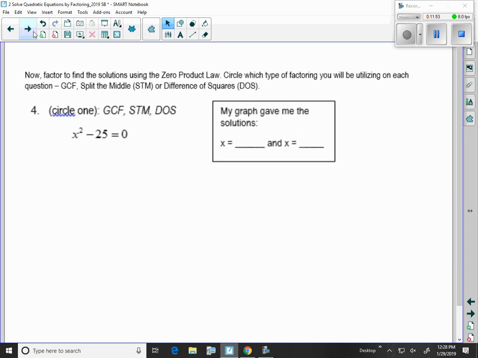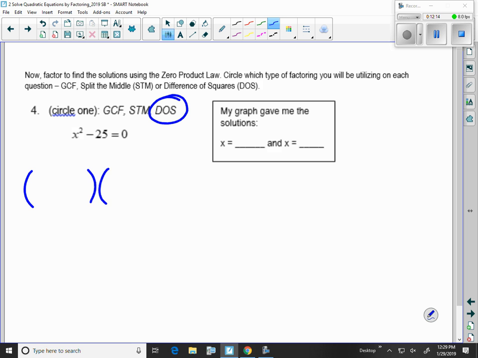We good? All right, let's keep moving. All right, number 4. Square 3. That's right. Okay, so what type of factoring do we have? Difference of squares. So when we do difference of squares, this is where we take our square roots. Let me ask you though, how did you know it was difference of squares and not GCF?